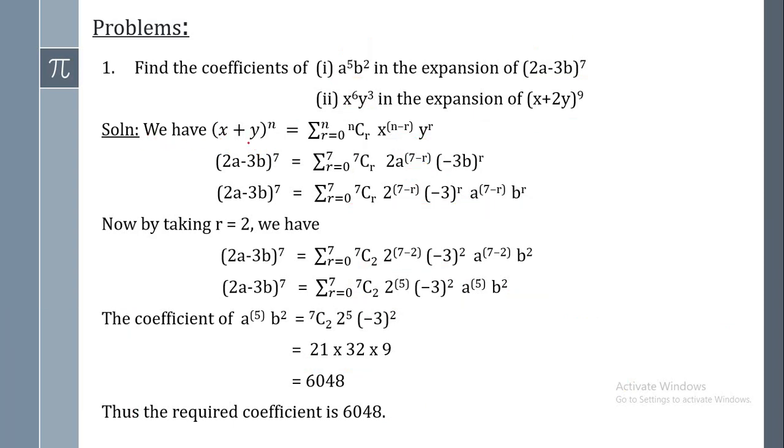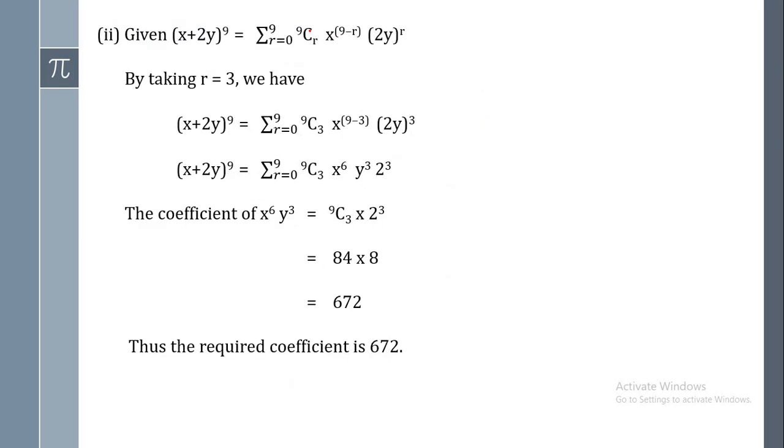So already we know the general form, (x plus y) whole power n equal to summation r equal to 0 to n, nCr x power n minus r and y power r. To this expression we now apply n value as 9, x value remains as x only, and y value as 2y. So here we have applied, that is (x plus 2y) whole power 9 equal to summation r from 0 to 9, nCr x power n minus r and (2y) power r.